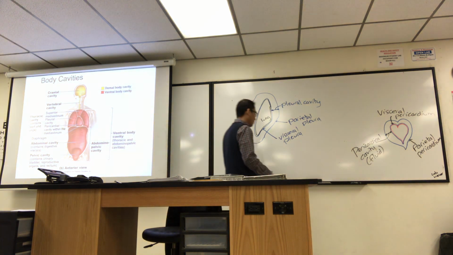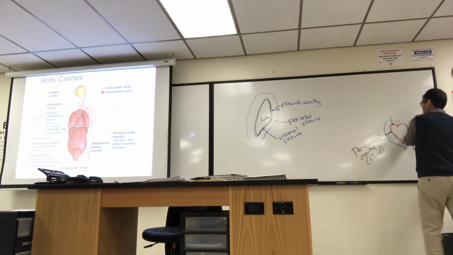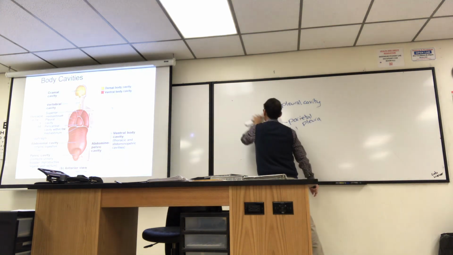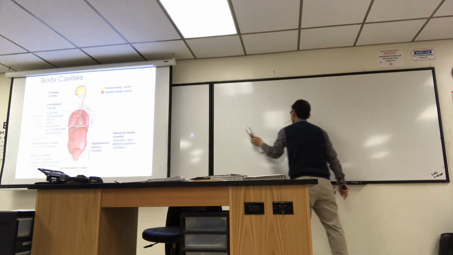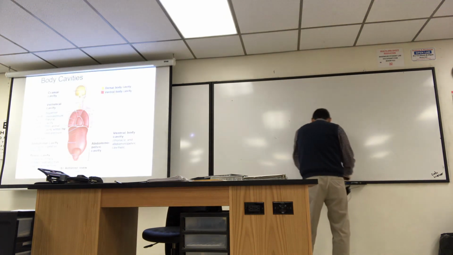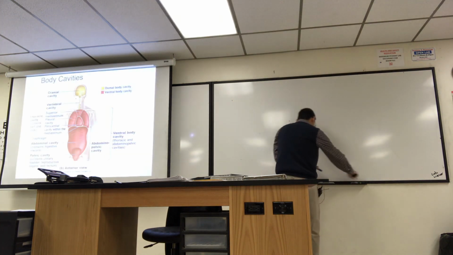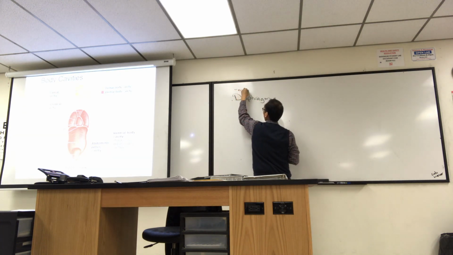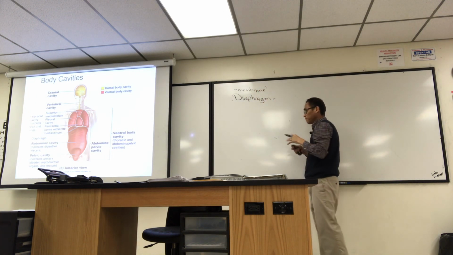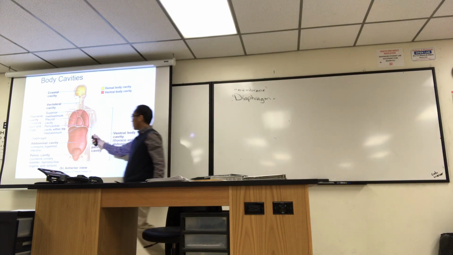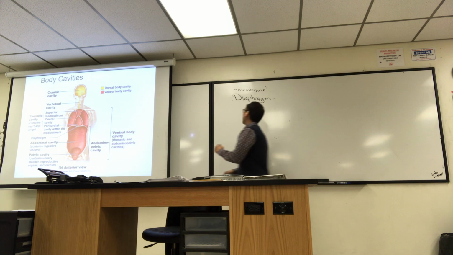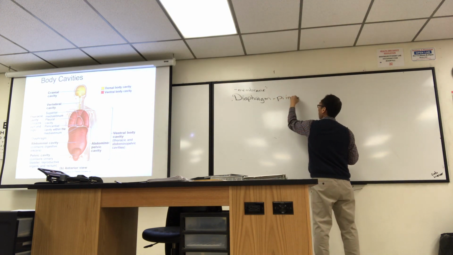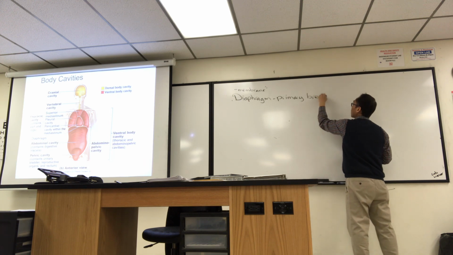So let's note diaphragm. Okay, anyways, diaphragm. The word just means membrane. In this case, the diaphragm is a flat, dome-shaped muscle. Look how it's shaped. It's a dome, right? Functionally, it's your main muscle of inspiration, so you can breathe in. Primary breathing muscle. That's its function.